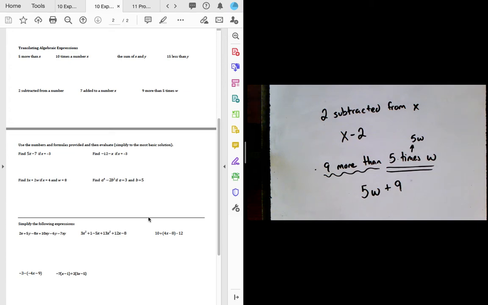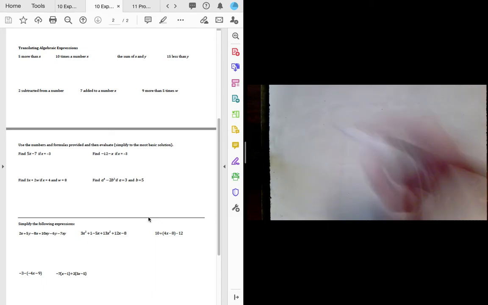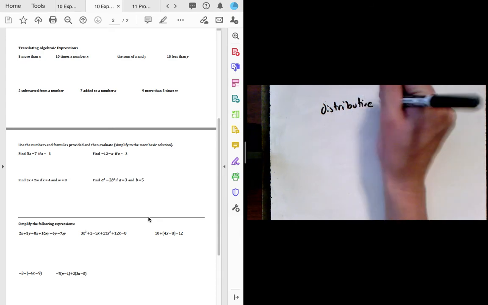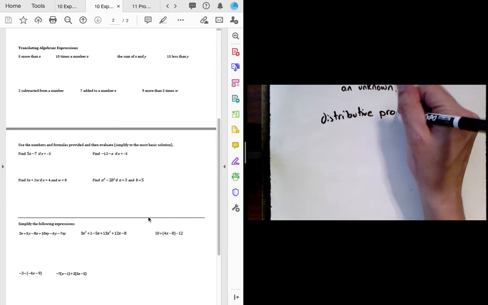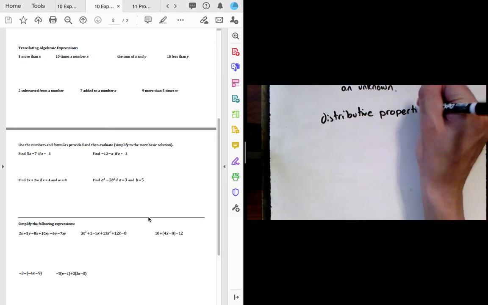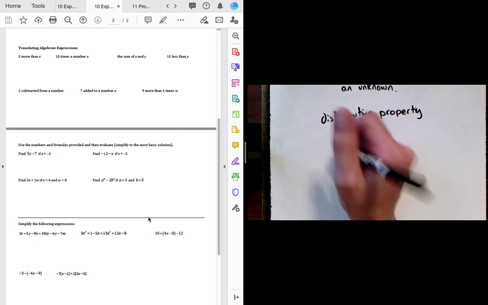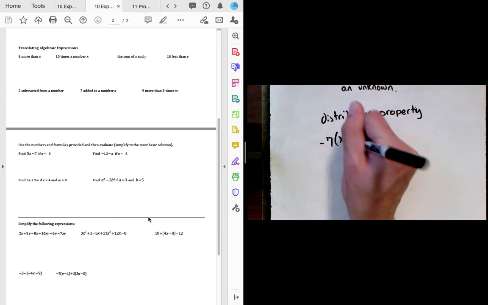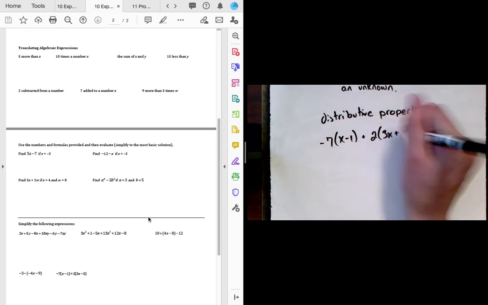And the last thing we want to talk about is the distributive property. Oftentimes in algebraic expressions and in equations, we're asked to evaluate or look at the distributive property. And what the distributive property really tells us is that if we have a number out in front, I'm just going to use one here. I'll make this bottom one look good. Negative 7 times x minus 1 plus 2 times 3x plus 5.